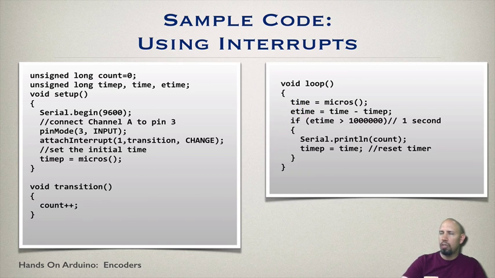Notice I don't have to check to see whether it transitioned. This keeps track of its transitions, and so all this does is keep track of when the elapsed time is 1 second, print out the value, and then reset the timer. Okay, so you can see in some ways this is a much more streamlined and much more robust approach to using the encoder. We've shown both methods, polling and using interrupts. So I definitely recommend using interrupts.